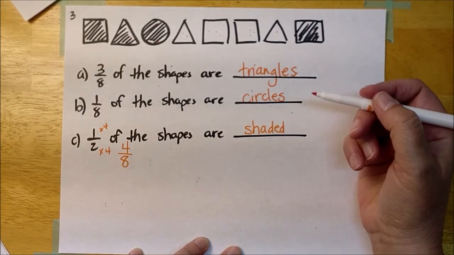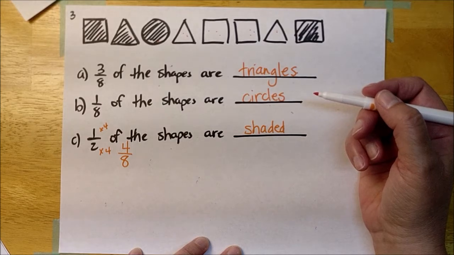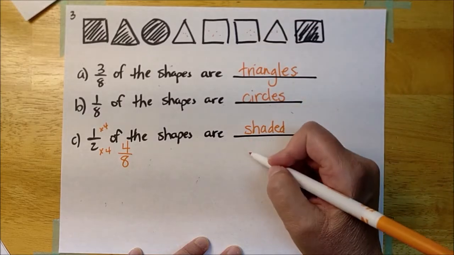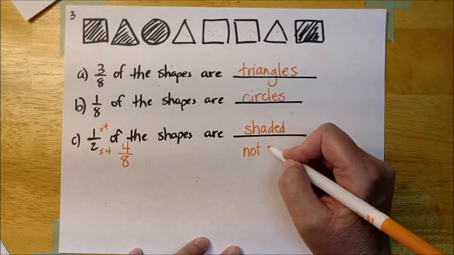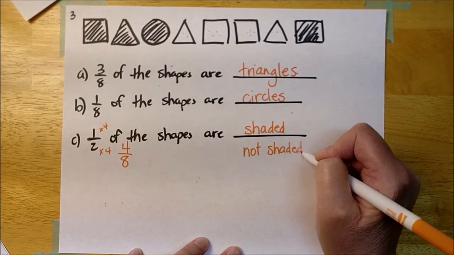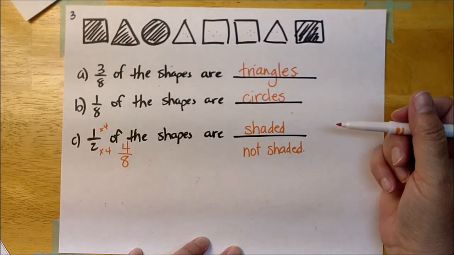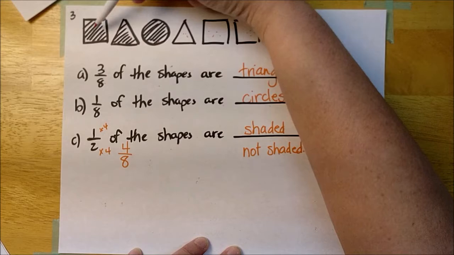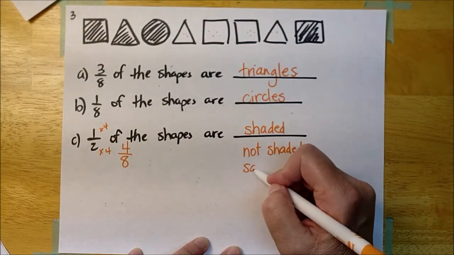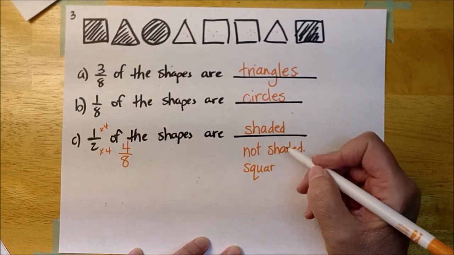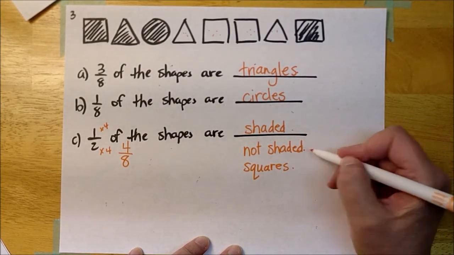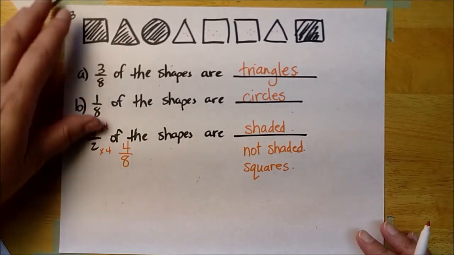I wonder if there's another answer that could fit in that blank. 1, 2, 3, 4/8 of them are not shaded. And I'm wondering if you can find one more in there that would go for half. Something that there's 4 of. And if you said there are 4 squares, you are right. So half of these shapes are squares. Half of them are shaded, half are not shaded. Okay, that was awesome.